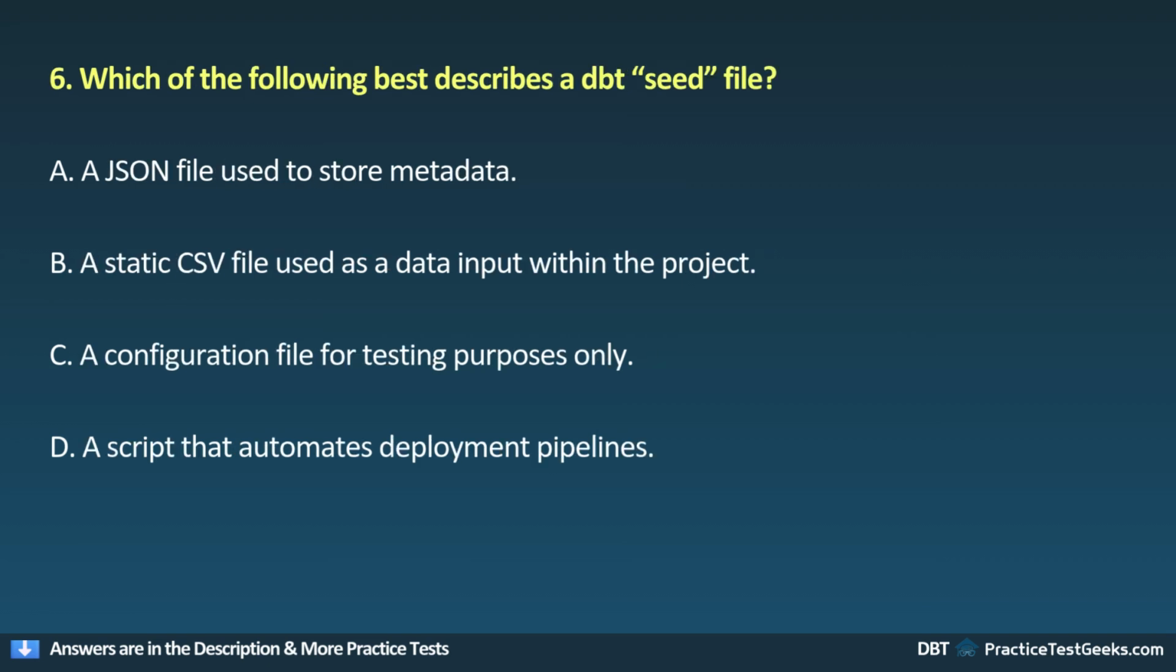6. Which of the following best describes a DBT seed file? A. A JSON file used to store metadata. B. A static CSV file used as a data input within the project. C. A configuration file for testing purposes only. D. A script that automates deployment pipelines.